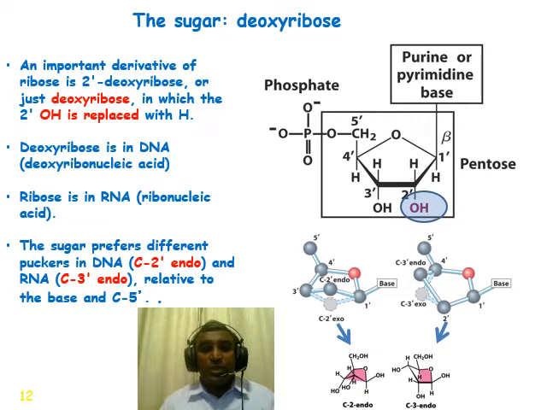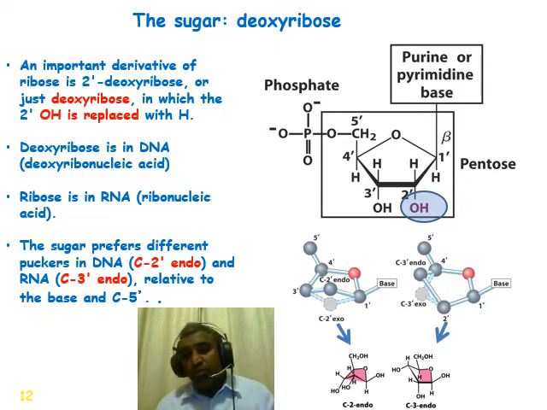It also refers here to the sugar preferring different puckers in DNA as well as RNA. Puckers refer to the C2 prime endo. What is C2 prime endo? It is normally found in DNA, but DNA also has C3 endo. Similarly, in RNA it is mostly C3 endo, but there's also C2 prime endo. So what is C2 prime endo and what is C3 prime endo?